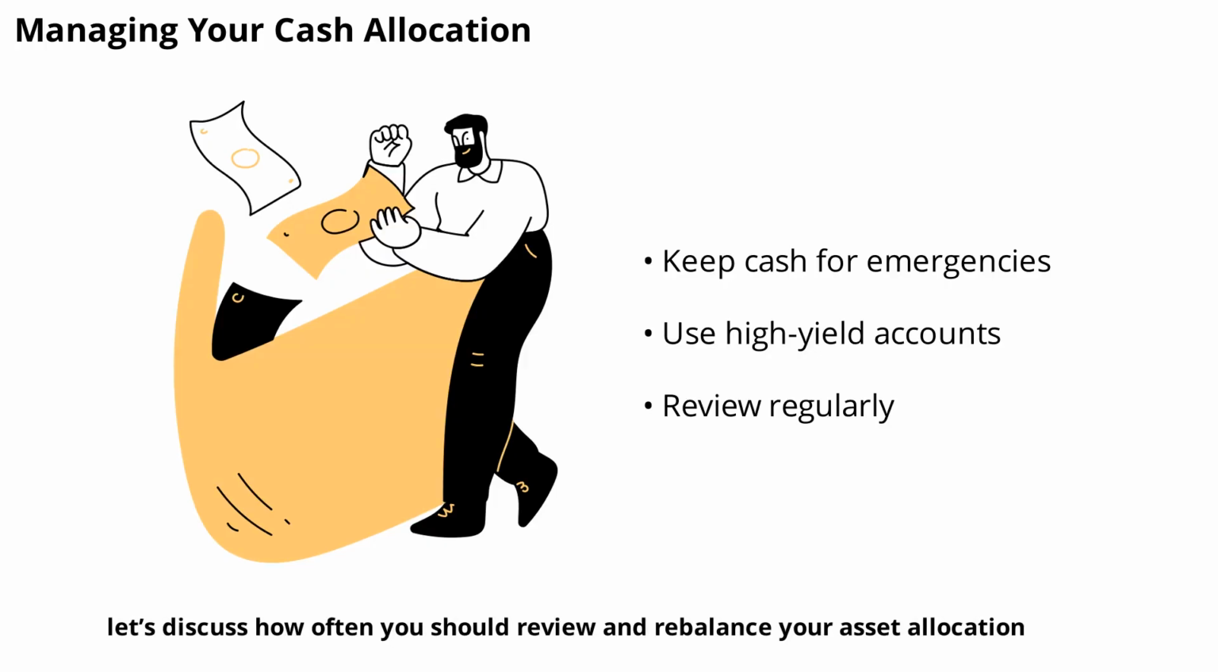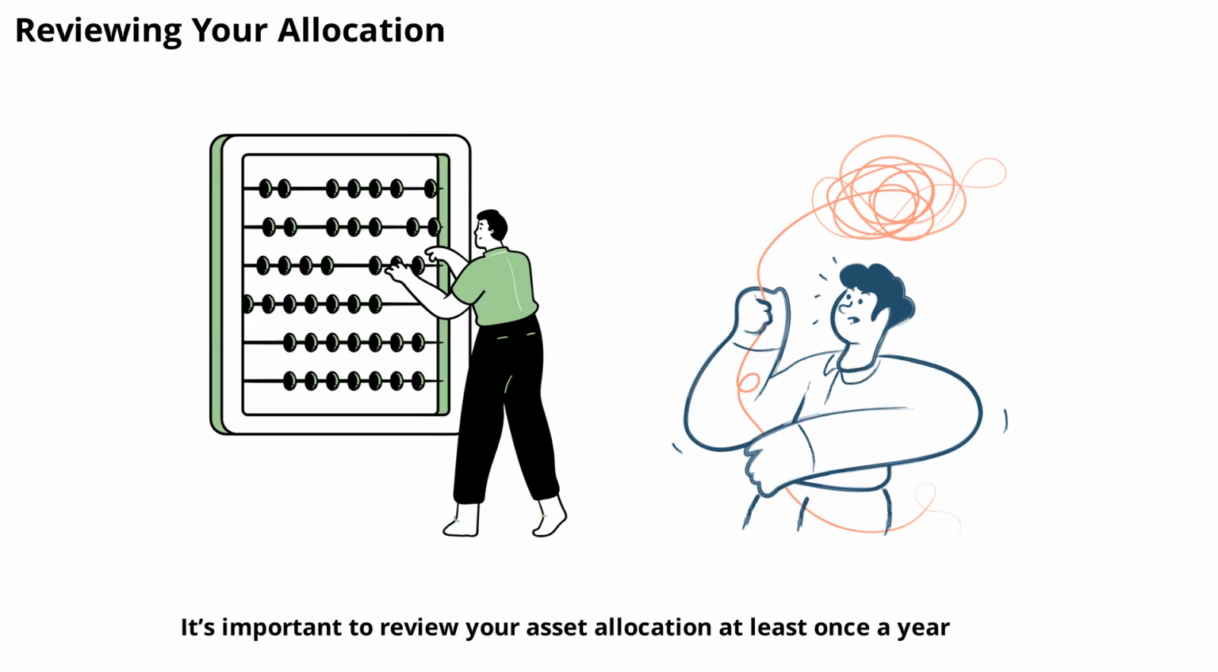Next, let's discuss how often you should review and rebalance your asset allocation. It's important to review your asset allocation at least once a year, or whenever you experience a major life change like a new job or a big purchase. Over time, your investments may grow at different rates, causing your allocation to drift away from your original plan. Regular reviews help you stay on track and make adjustments as needed. In the next scene, we'll explain how to rebalance your portfolio.